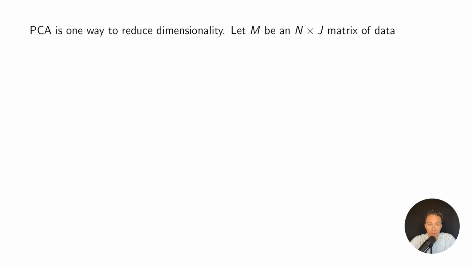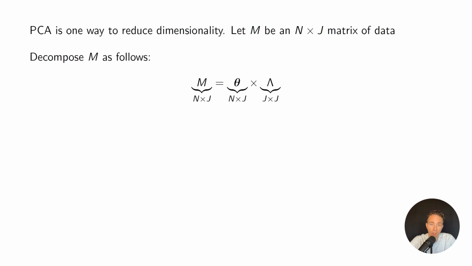So let's say that we have an n by j matrix of data, and we'll label that M. Implicitly, this is called M because it's measurements. And we can decompose M into two different matrices, an n by j matrix and a j by j matrix. We'll call the n by j matrix theta and the j by j matrix lambda. And if you've taken linear algebra, this is a way to obtain the eigenvalues of M.